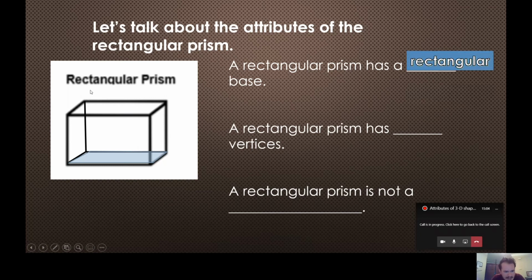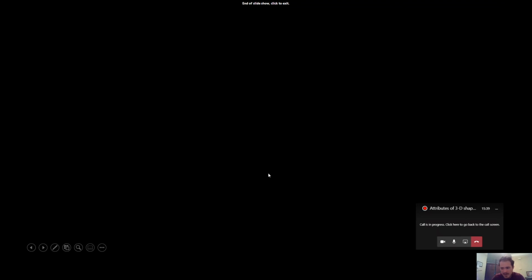How many vertices does it have? Let's count. 1, 2, 3, 4, 5, 6, 7, 8. So a rectangular prism has 8 vertices. And a rectangular prism is not a, what is it not? It's not a triangular prism. It's not a pyramid. We could also say it's not a cube. So that part is up to you. What is it not? All right, that is it for Monday and Tuesday's math.